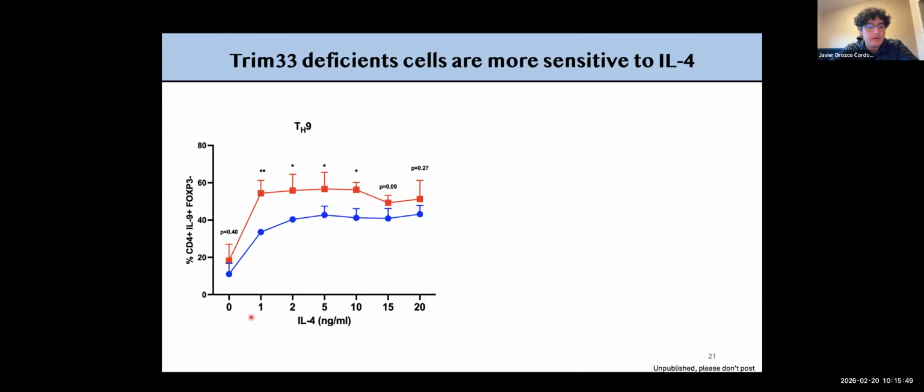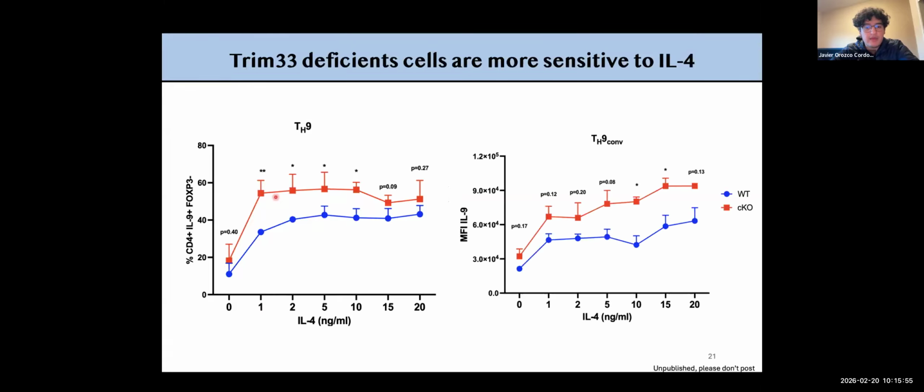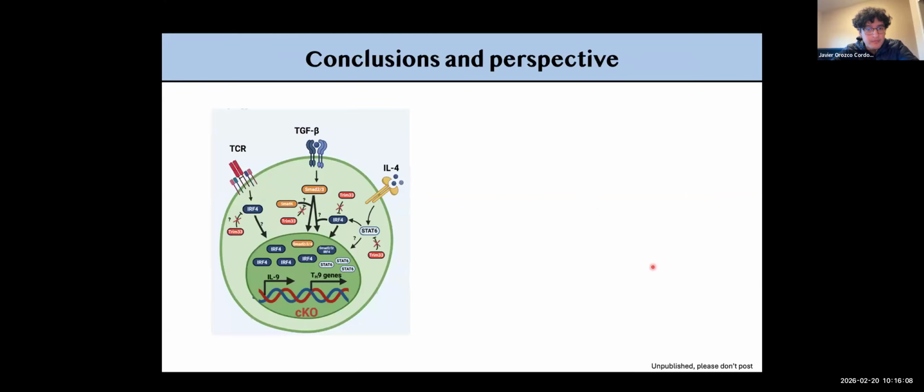While we only add 1 nanogram per ml, basically the TRIM33 knockout cells are more sensitive to this cytokine. And the same happens with the MFI of IL-9. We think that this is probably happening through IRF4 induction. However, we still need to do some experiments to understand the mechanisms behind this.